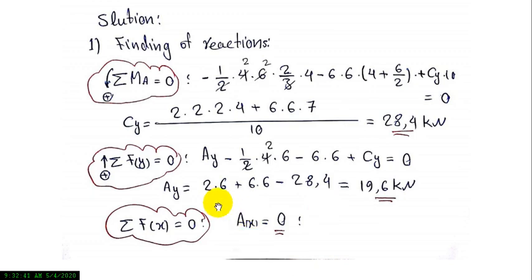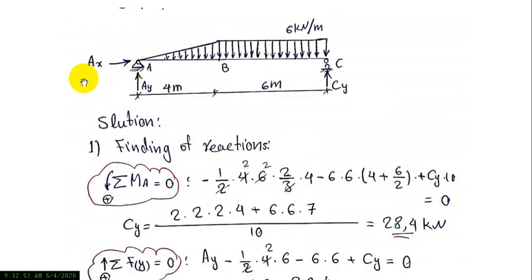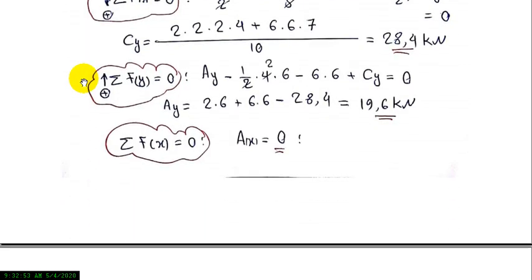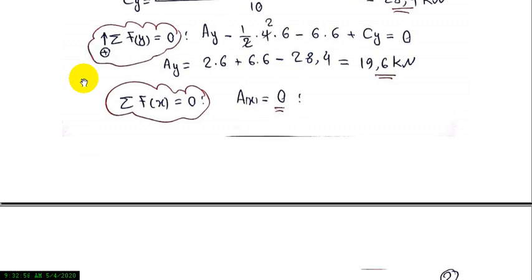Now we want to calculate the reaction Ax. Summation of Fx equal to 0. We don't have any external horizontal load, so Ax is equal to 0. The reactions of this beam are calculated. Now we want to calculate the internal force.